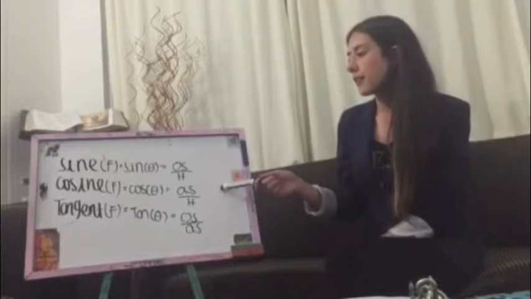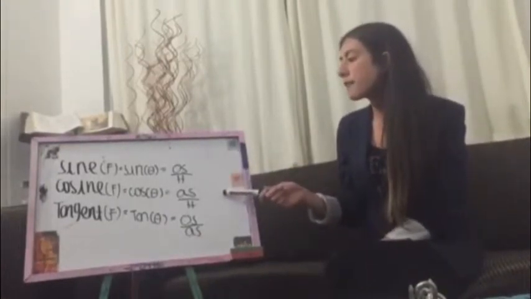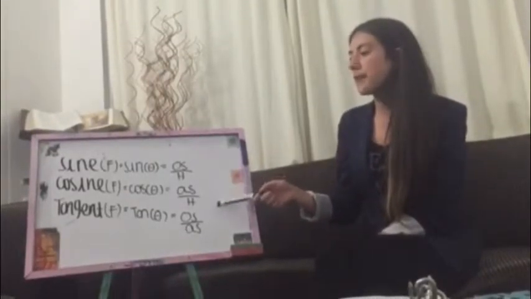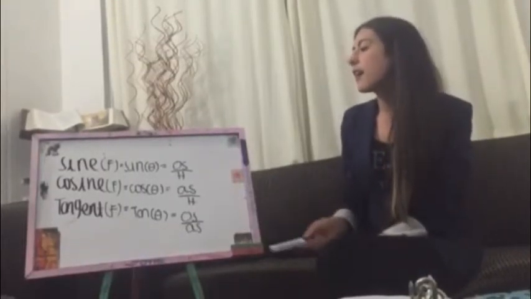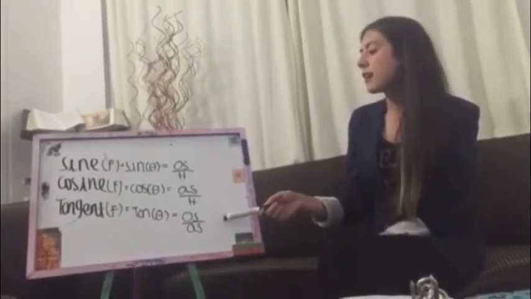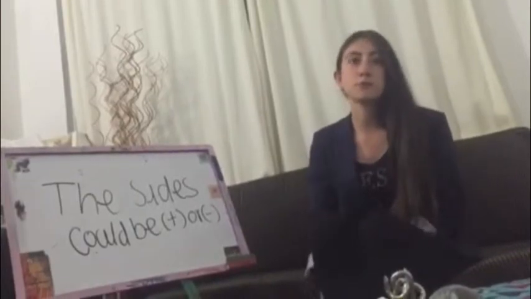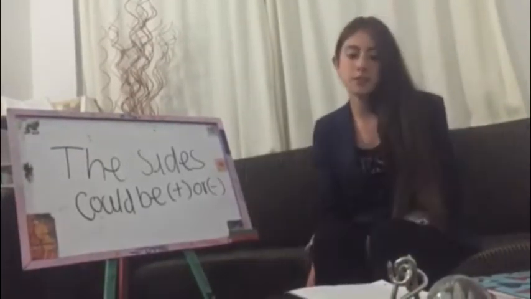Then we have the cosine, the second function, in which we have to find the cosine of the angle theta, and then divide the adjacent side by the hypotenuse. And then we have the tangent, the third function, in which we find the tangent of the angle theta, and then divide the opposite side by the adjacent side. The sides could be positive or negative depending on the Cartesian plane rules, and this means that the sine, cosine, and tangent could vary between positive and negative numbers.